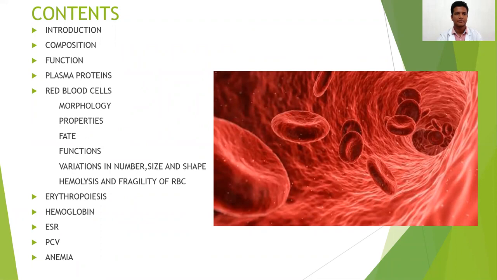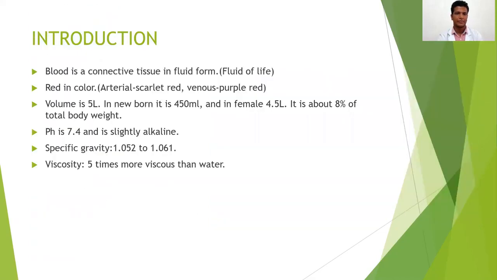Contents of this seminar: introduction, composition, function, plasma proteins, red blood cells. In red blood cells, we are going to see about morphology, properties, fate of the RBCs, functions, variations in number, size, and shape, hemolysis and fragility of RBCs, erythropoiesis, hemoglobin, ESR, ECV, and anemia.